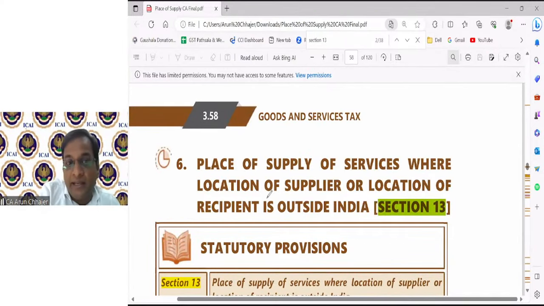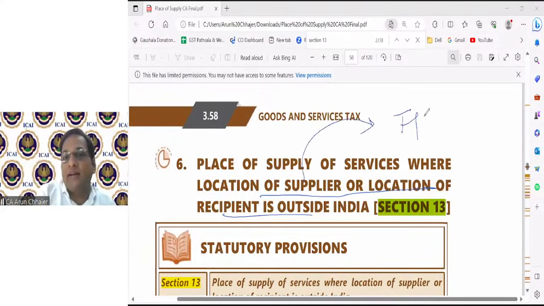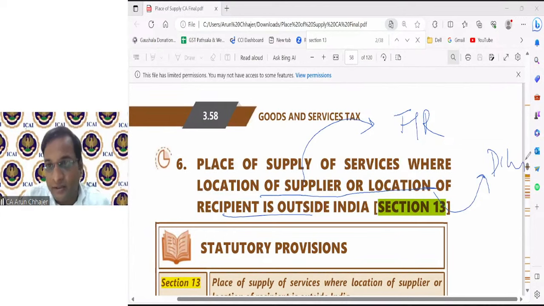Is the location of supplier and location of recipient outside India? What is the location of supplier? Haryana. What is the location of recipient? Delhi. I'm traveling from Delhi to London and coming from London to Delhi. But what is my location? I am from India. I am the resident of India. So my location would always be India.